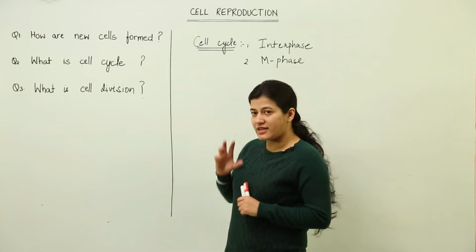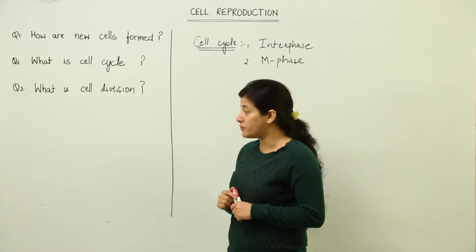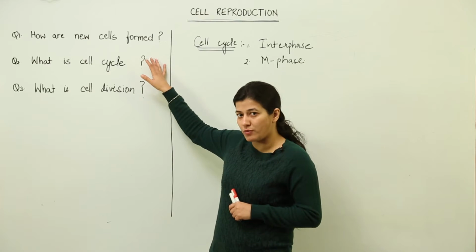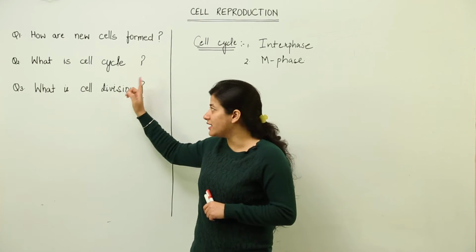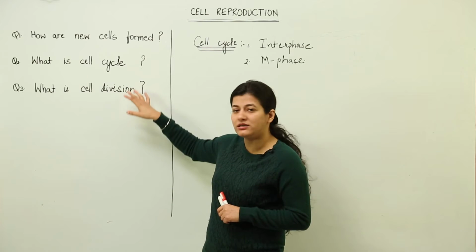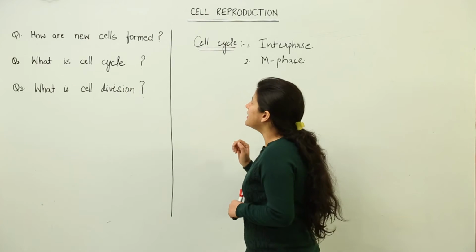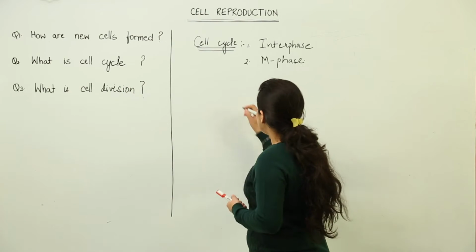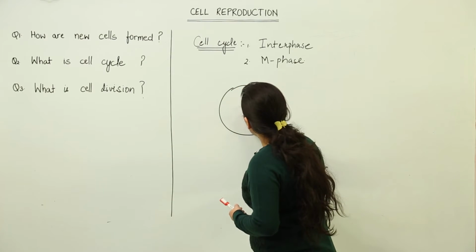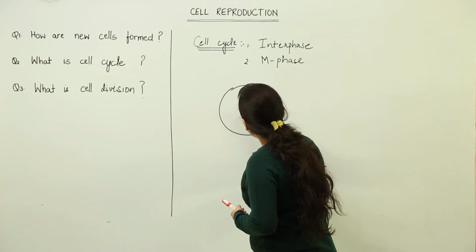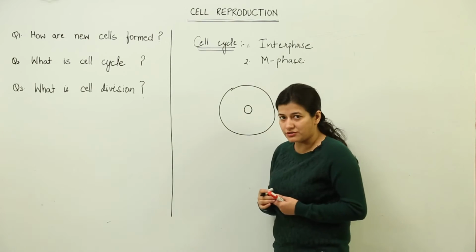There are a few questions that might come in your mind when we deal with cell reproduction, that how are new cells formed, that we are going to deal with in the cell cycle. What is cell cycle and what is cell division under this cell cycle? So let us see that if this is a cell, pre-existing cell supposedly, don't get into how this cell originated. It is like the question whether the egg came first or the chicken came first.